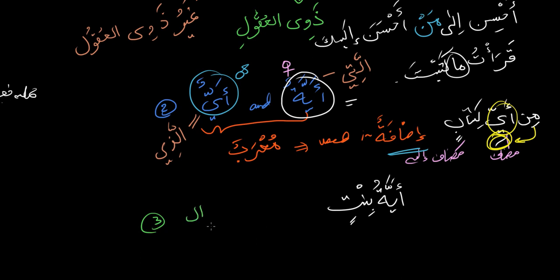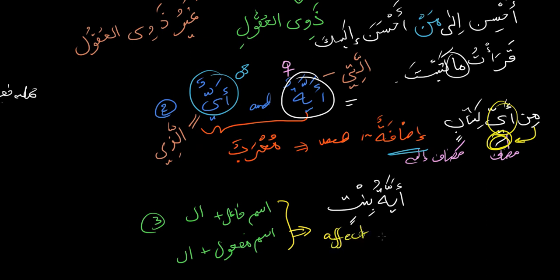Then there's a third category, al, which is interesting. Al, which is attached to ism fa'il, the doer, or ism maf'ul, the one that is done upon, has the effect of ism mawsula, which is a relative pronoun. What does that mean?